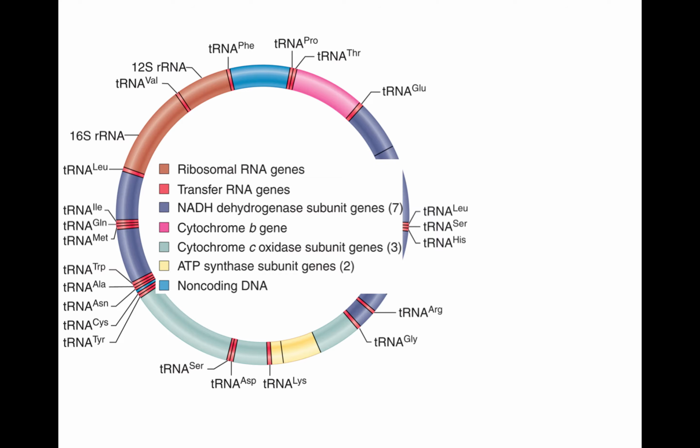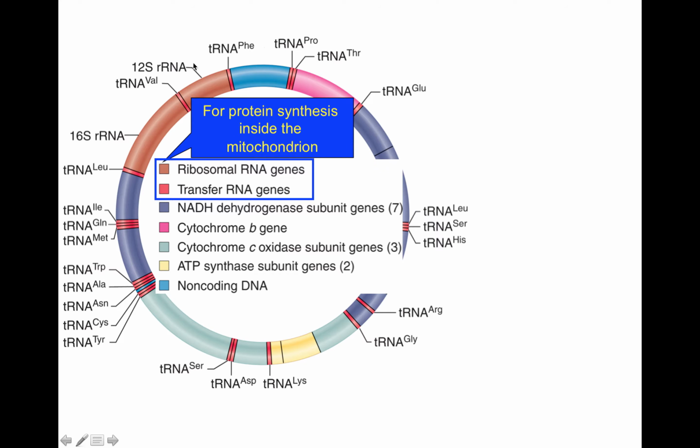The mitochondrial genome has many genes as well. It has highlighted on this annotation all the tRNA genes, many different tRNA genes on the genome. It also has some other very important genes for proteins, ribosomal RNA genes, transfer RNA genes, and then genes for enzymes, proteins, NADH dehydrogenase subunits, cytochrome B genes, cytochrome C oxidase subunits, ATP synthase, and some other DNA that's non-coding.